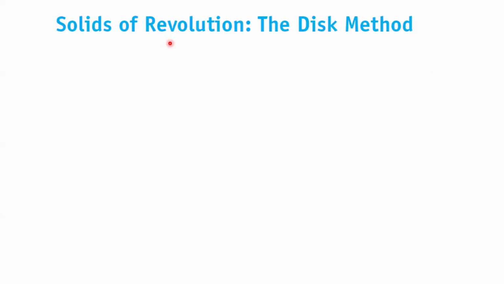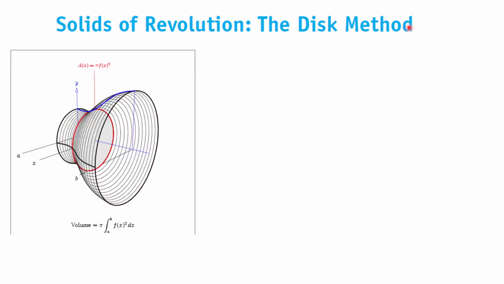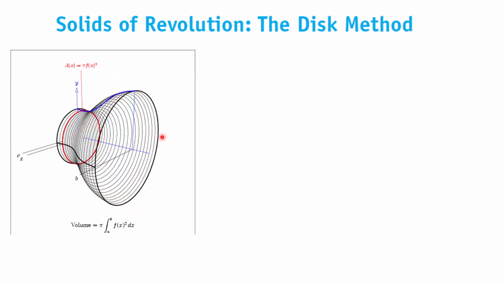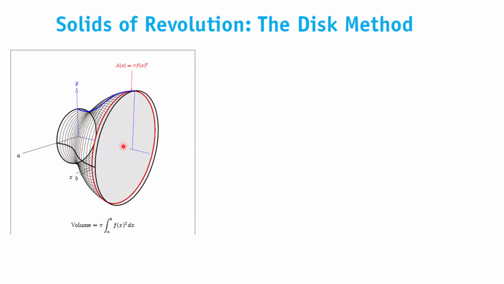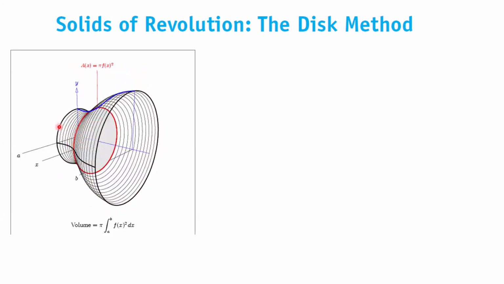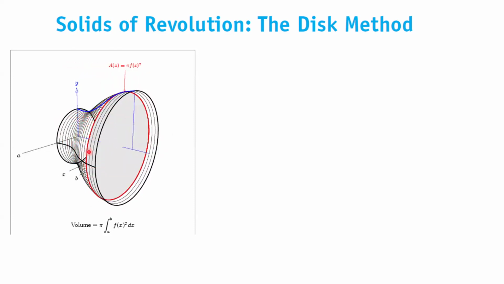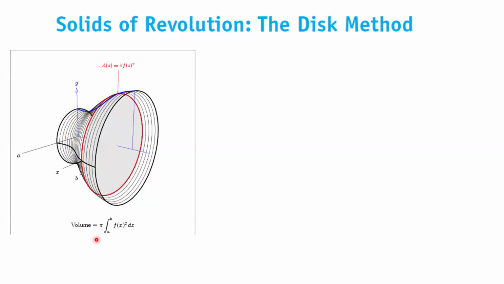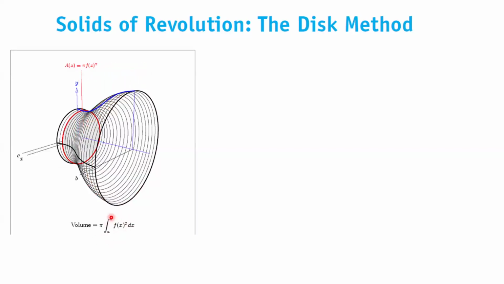On the topic of solids of revolution using the disk method. So assume you have a function like f of x and you start rotating that function about the x-axis. As you can see, the cross-section is a circle, starting from smaller circles going to larger circles. The volume is pi, the definite integral of the radius, which is f of x to the second power.